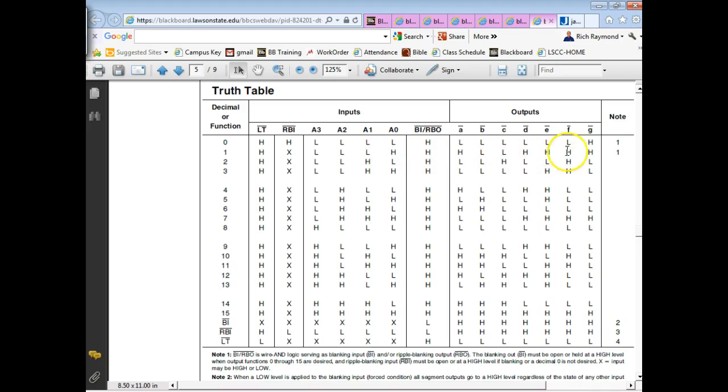This is a 1. Notice I could go through these segments. So here it's only going to do the B and C, and that's going to be a 1. We could trace all these through. I put a 3, it's going to display a 3. I put a 4, it's going to display a 4. I put a 5, it's going to display a 5. I put a 6, it's going to turn on the segments to display a 6. 7, 8, 9.